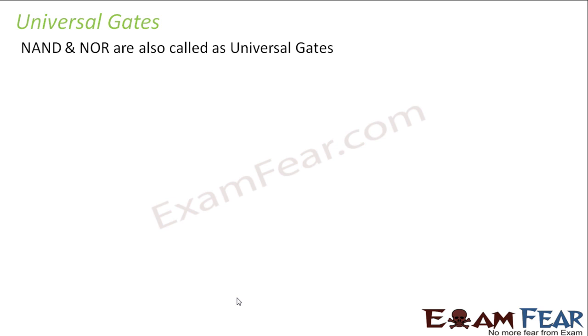I mean, we can make a combination of NAND gates work as an AND gate. We can make a combination of NAND gates work as an OR gate. We can make a combination of NAND gates work as a NOT gate. So that means these are the 2 gates whose combination can work as all the other types of gates. That is why these 2 gates are known as universal gates. Now we will see how NAND gate can function as NOT, AND as well as OR.